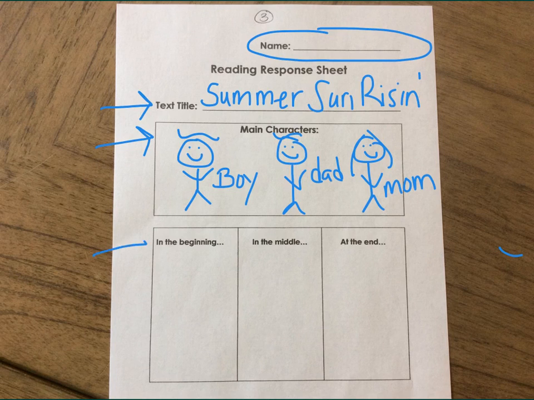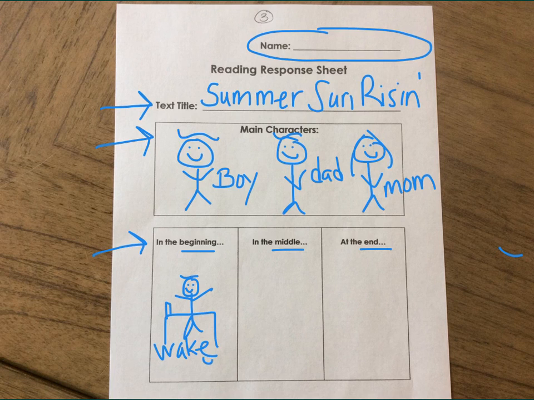Now I need to talk about the beginning, middle, and end of the story. I'm going to put a quick sketch and label in each box. In the beginning of Summer Sun Rising, the boy was waking up. So I'm going to draw a bed and the boy sitting up on his bed. I'm going to write the words, wake up, as my label.